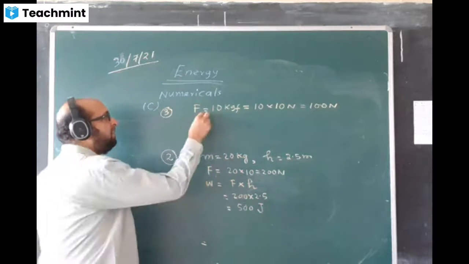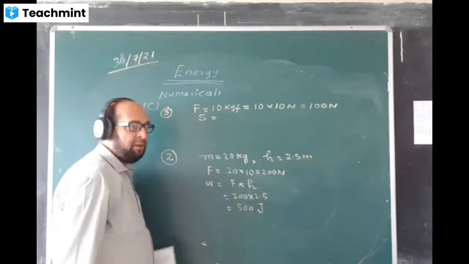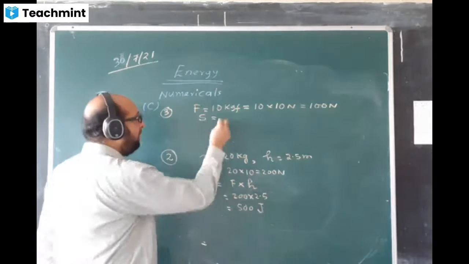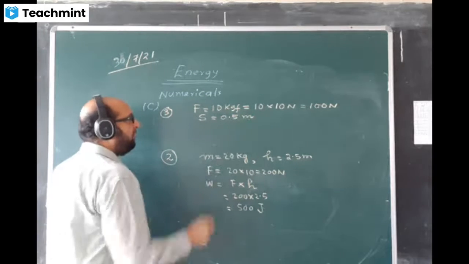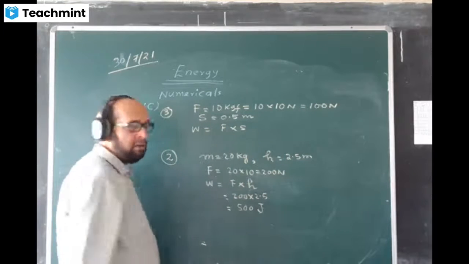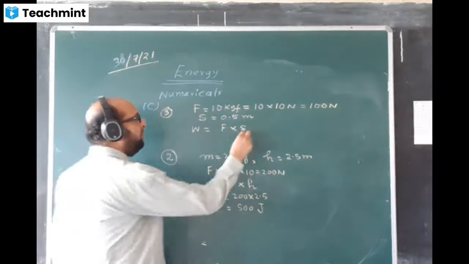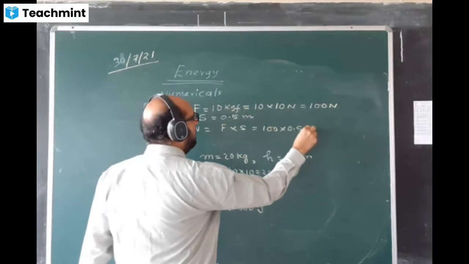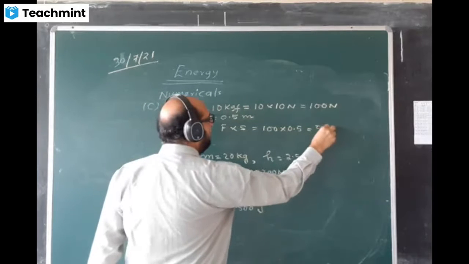And the displacement is given. Displacement is S or D. You can write height as H. Displacement given in the question is 0.5 meters. Find work. You know the formula: work is F into S. Get the answer. Force is 100, this is 0.5. The point will remove the 0.